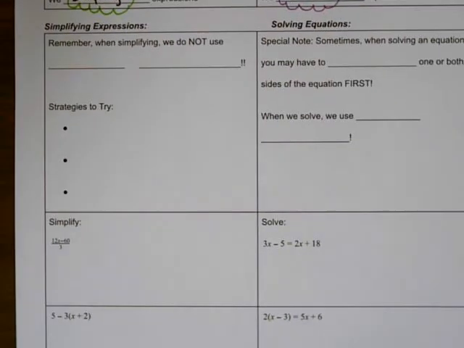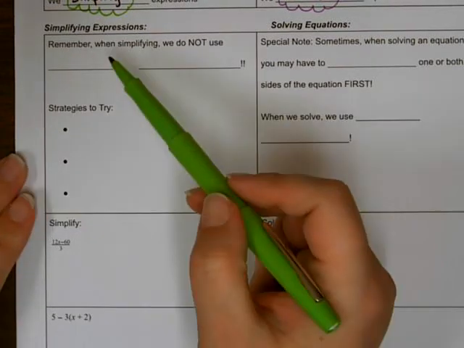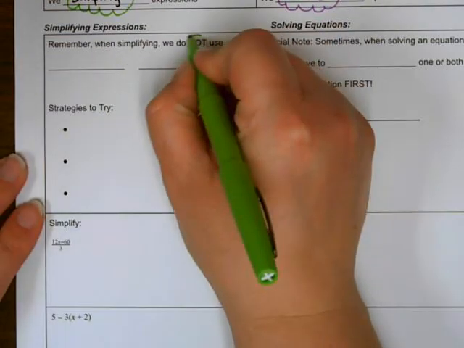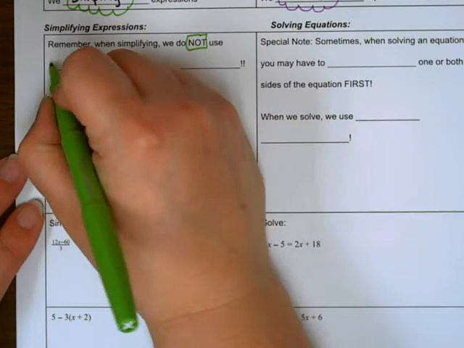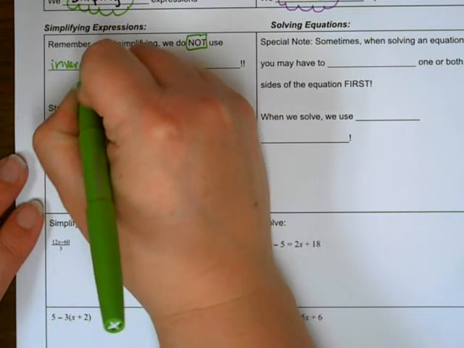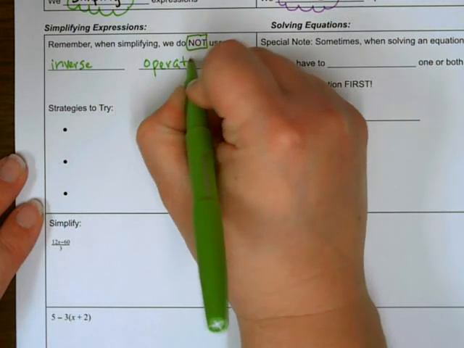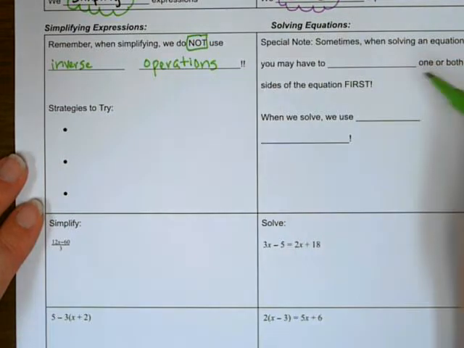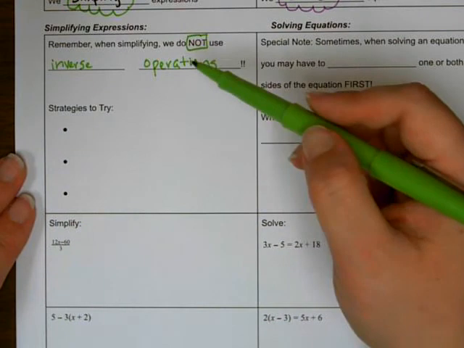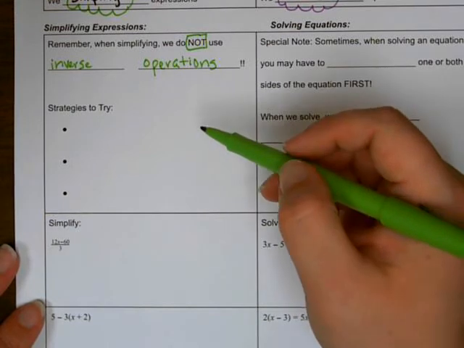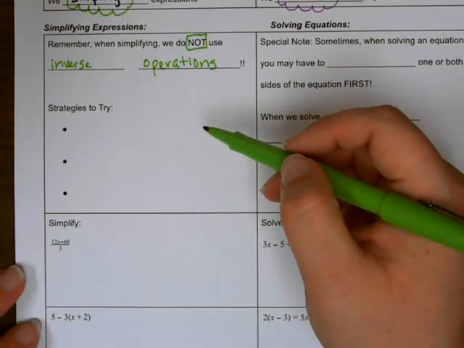So this is something we've been doing, I think since Module 2, we've been working with simplifying expressions. But something really important that I want you to remember is when simplifying, we do not use inverse operations. That is only reserved for when we're solving equations, because an inverse operation allows us to move things to the other side of an equal sign. If we don't have an equal sign, we can't use inverse operations.